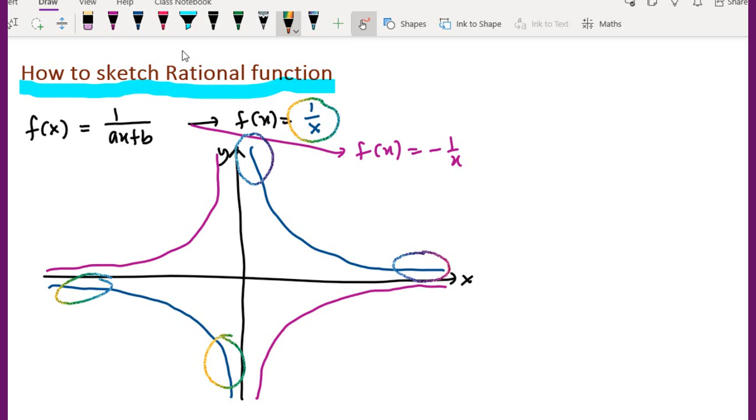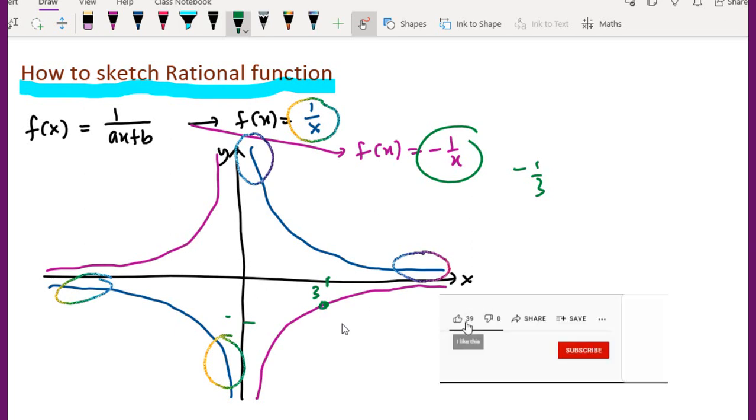For the graph of negative 1 over x, the graph is in the second and fourth quadrants. You can choose one value, let's say 3. Substituting 3 gives y equals negative 1 over 3. So the graph lies in the second and fourth quadrants.